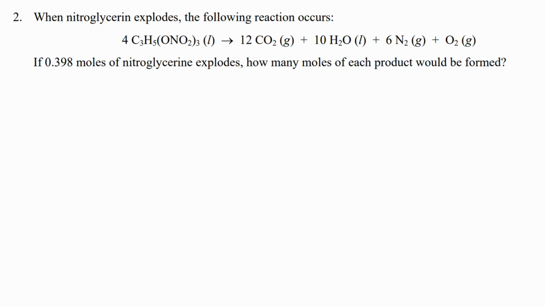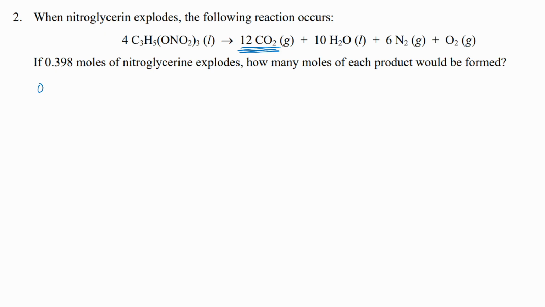So number 2 says when nitroglycerin explodes, the following reaction occurs. It is already balanced. If 0.398 moles of nitroglycerin explodes, how many moles of each product would be formed? So again, we are given moles, and it wants moles of all 4 of the products. So all we're going to do is take our original amount and use the mole ratio to get to each of our products. So let's start out with our first product, which is CO2.